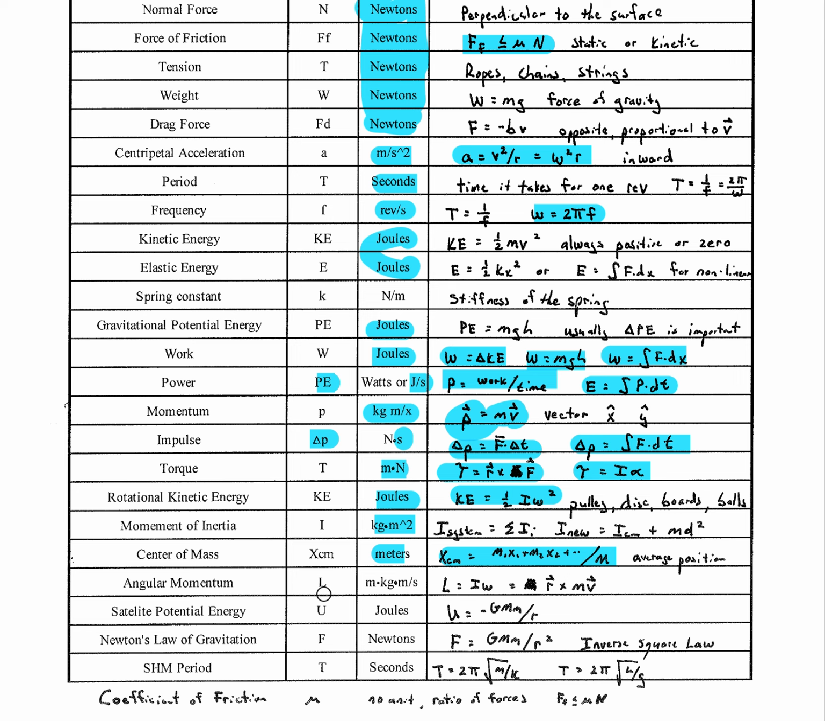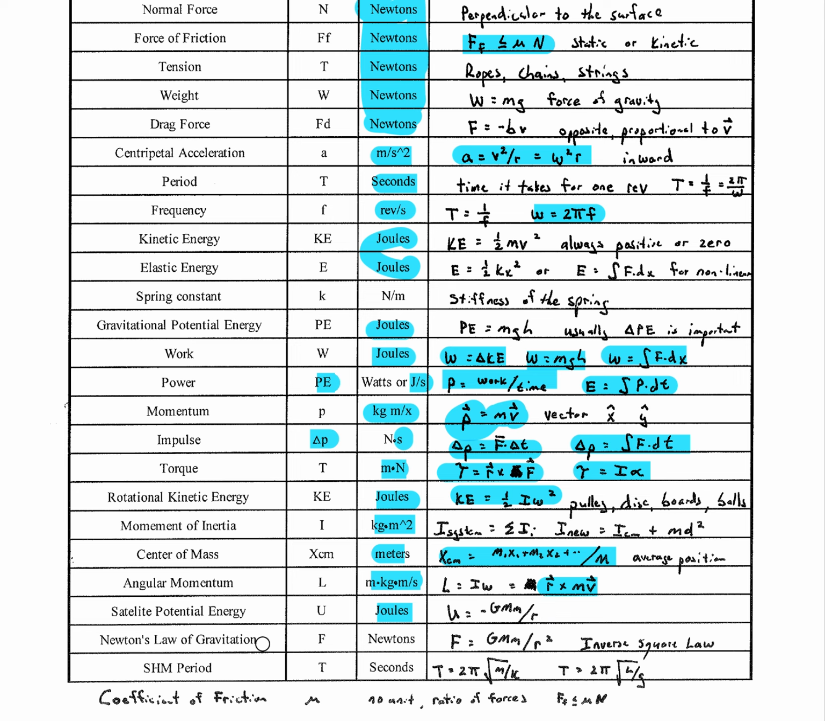Angular momentum, also dumb units. Sorry, but think about the formula. It's an r cross mv, so it's meters, kilograms, meters per second. Again, my bad, but no one was famous enough to get it named after. Satellite potential energy, you're like, oh, okay, that's fine. It's in joules. Of course it's in joules. It's energy, negative Gmm over r.